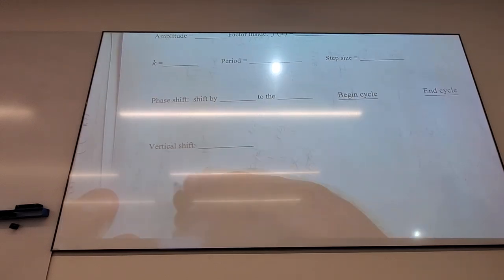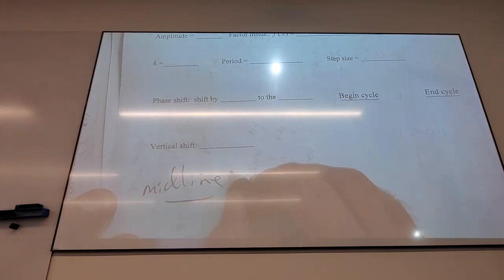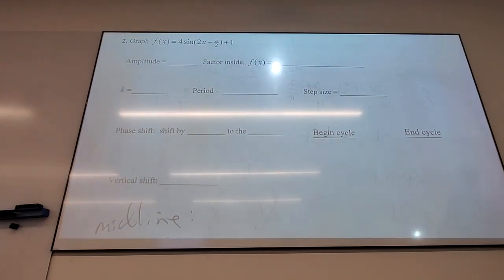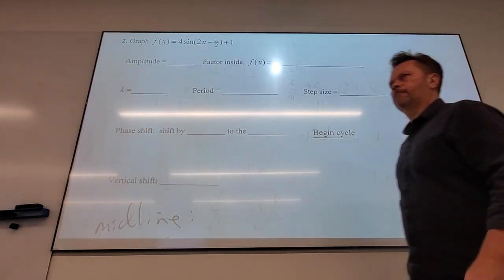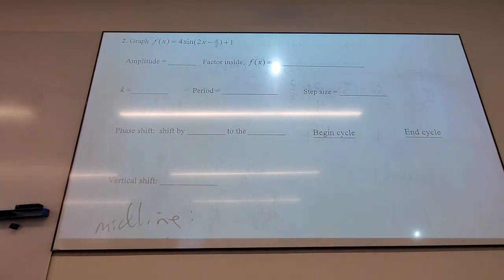I'll put in here midline. Just to remind you, be really careful when you're factoring. When you take something out, you're dividing it out. So I'm dividing by 2, correct? And dividing by 2 is multiplying by 1/2. So if you take a 2 out, you multiply everything by 1/2 to see what's left inside.